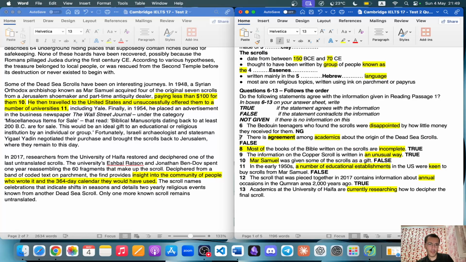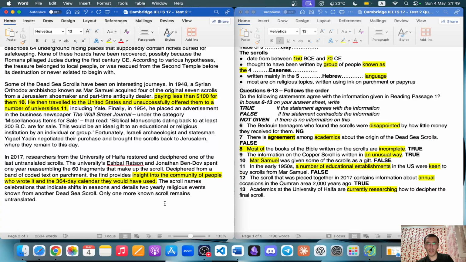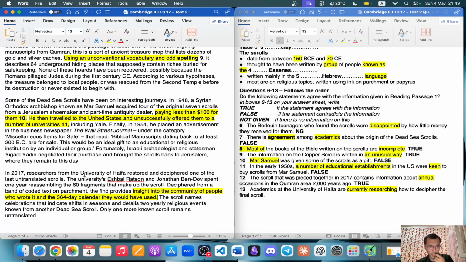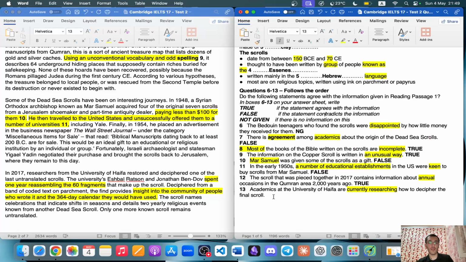But the passage is not saying if they are researching here, despite the fact that they have spent researched and deciphered. Yes, there you go. They have spent 1 year reassembling the 60 fragments. Reassembling means to put into categories. But here, to decipher, we don't have the information, so that's why it's going to be not given. So there we go, guys.